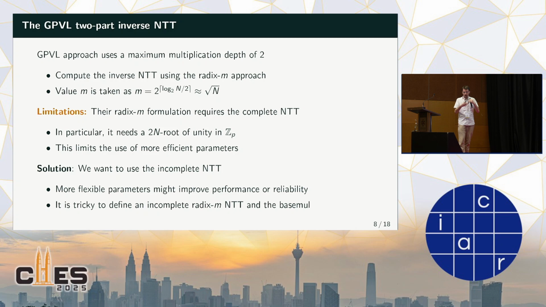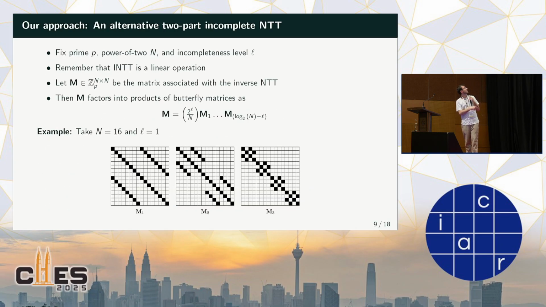This will give you more flexible parameters that might improve performance or reliability in the form of decryption failure rate. But the problem is that it's tricky to define the incomplete radix-M NTT and the corresponding base multiplication algorithm. So, in our approach, first we define an incomplete NTT in the radix-M approach, and then we show the problems that we have for the base multiplication and how we solve them.